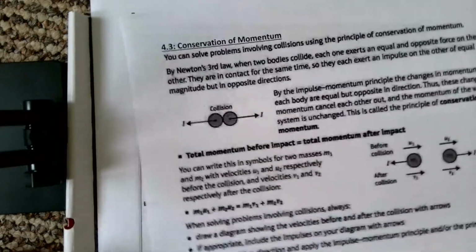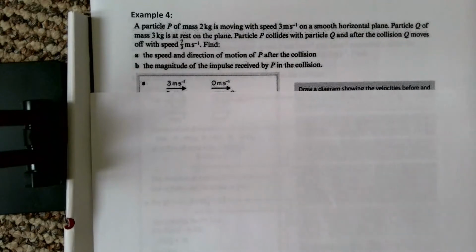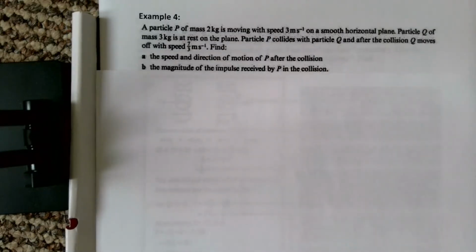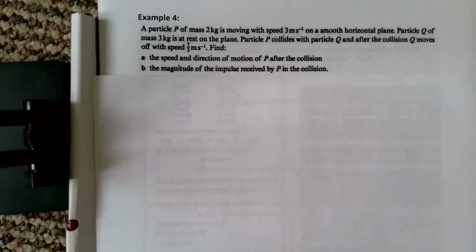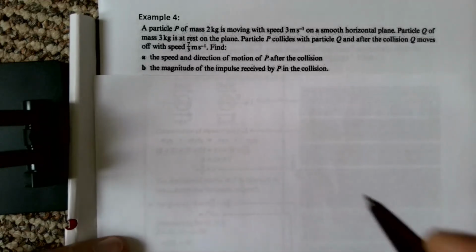Let's take a look at our first example. I hope you can read that okay. A particle P of mass 2 kilograms is moving with speed 3 meters per second on a smooth horizontal plane. Particle Q of mass 3 kilograms is at rest on the plane. Particle P collides with particle Q, and after collision, Q moves off with a speed of 7/3. Find the speed and direction of P after the collision.